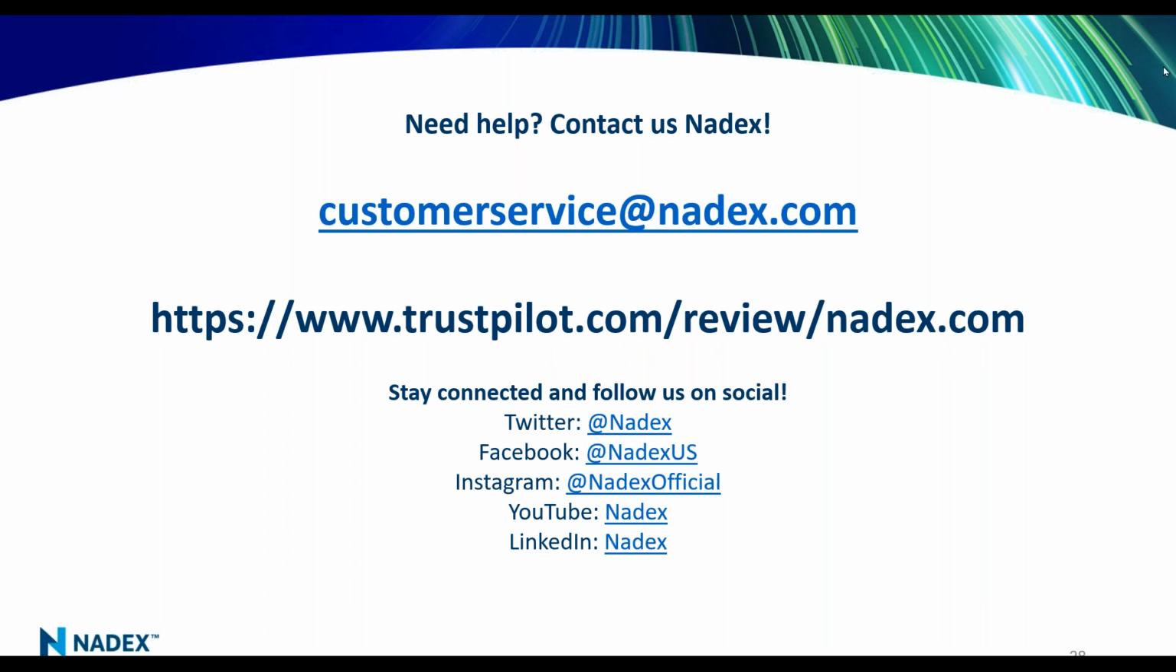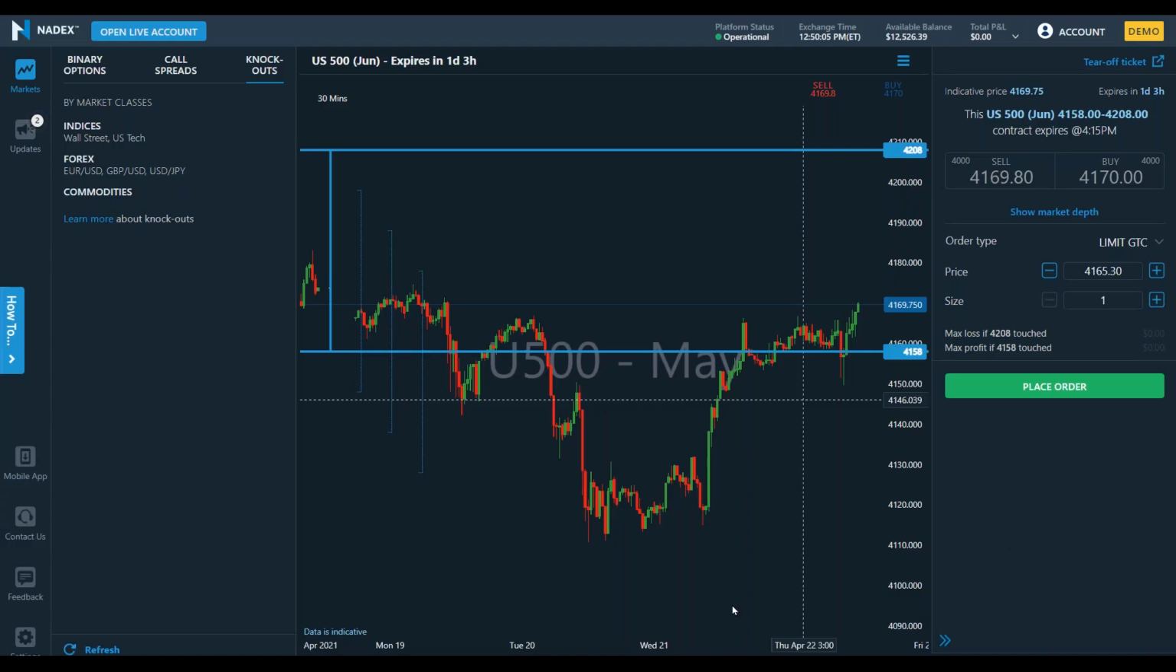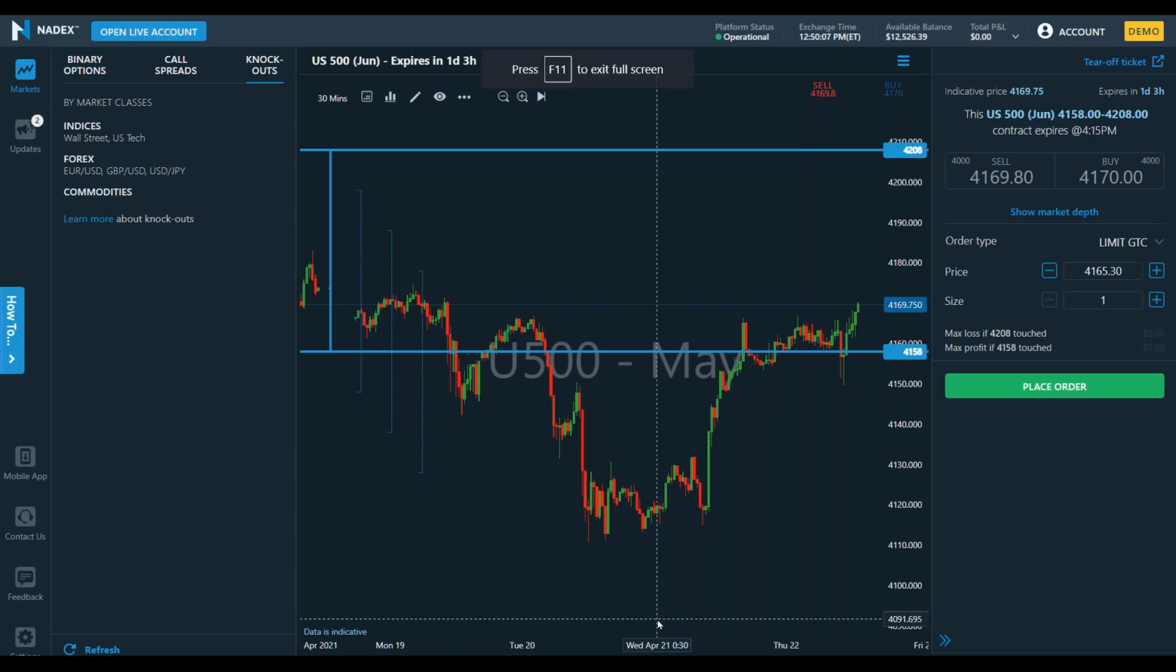Okay, I want to get over and do the off-roading for knockouts and call spreads. I want to make sure everyone understands and they get this. I think this will really help. It will solidify everything that we've just discussed. So I am now jumping over to the Nadex platform. Okay, good. And again, if you've got some questions, you again type them in, but let's start with knockouts.